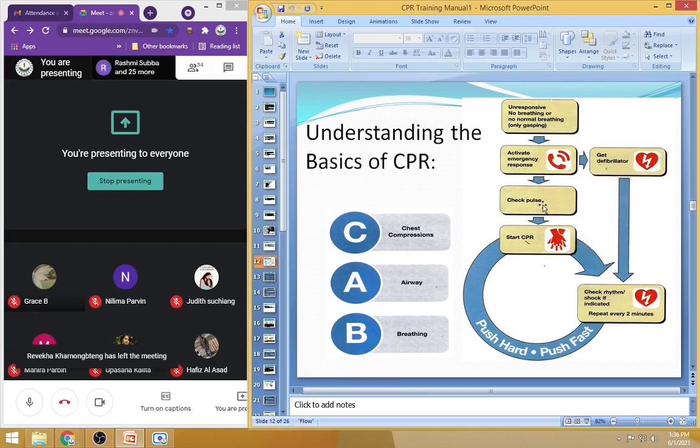And in the meantime, immediately you will check for the person's pulse. If there is no pulse, then you will start the CPR. If the pulse is there, then you will not start the CPR. You will check for the ventilation and give the oxygenation. Check rhythm, shock if indicated. The defibrillator, in the meantime, they will bring. You can give shock and repeat every 2 minutes. These are the steps under the basic life support by the American Heart Association. Now we'll go into detail.